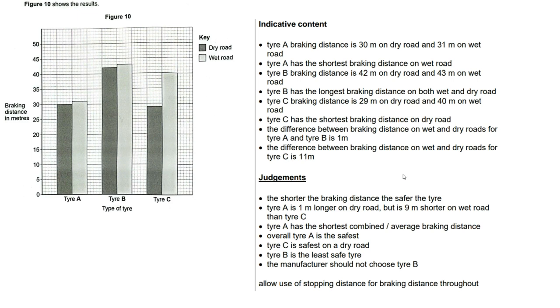You need to say somewhere that the shorter the braking distance, the safer the tire. You can say that tire A is a meter longer on dry road, but is 9 meters shorter on wet road than tire C, so it's probably better. Tire A has the shortest combined or average braking distance, depending on the road. So overall, you could say that tire A is the safest. You can then say also that tire C is the safest on dry road. And you can say that tire B is the least safe of all on any type of road.